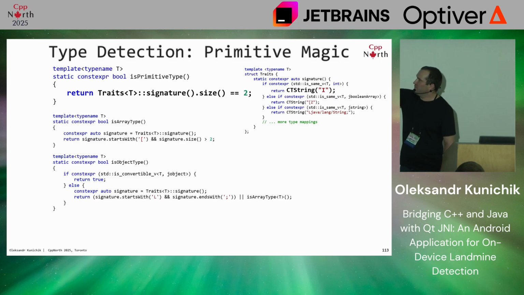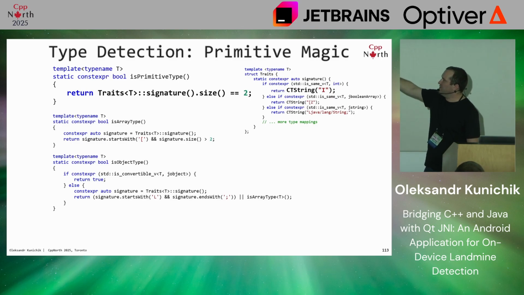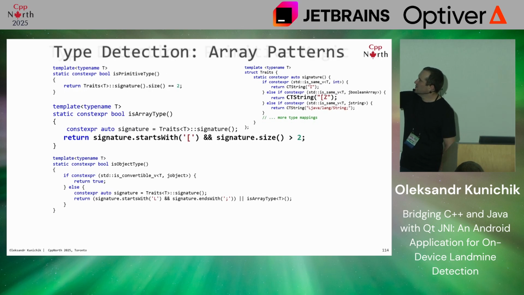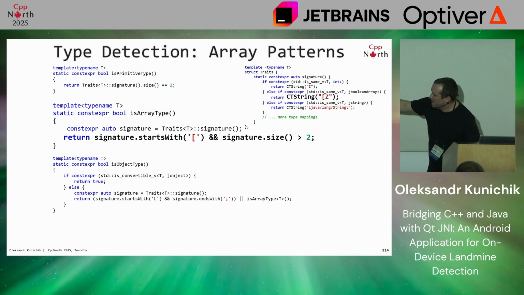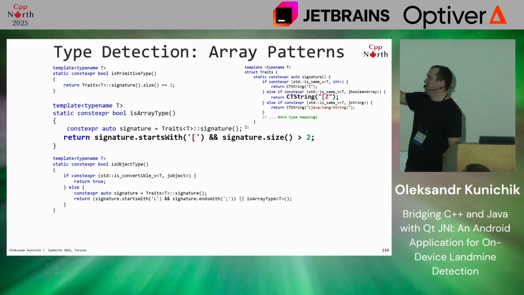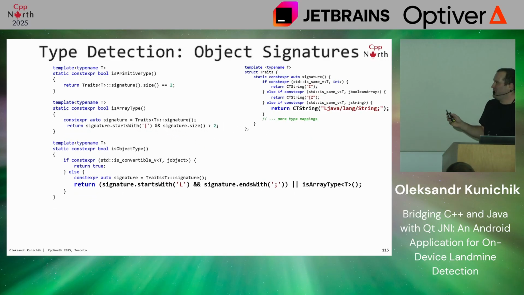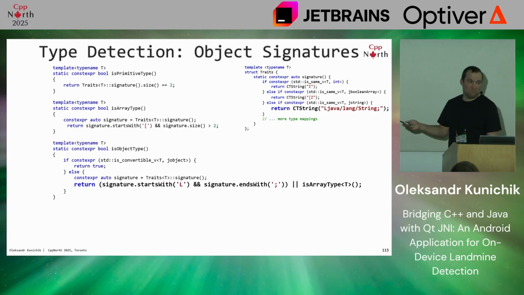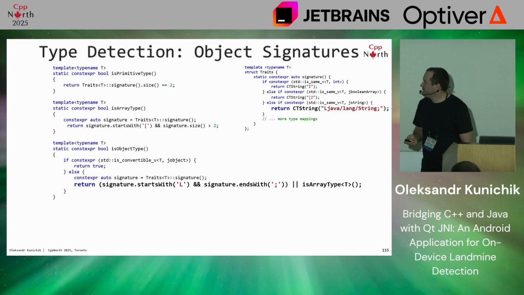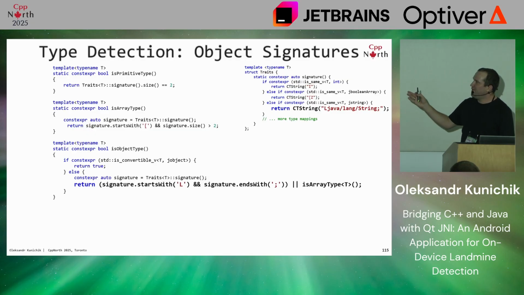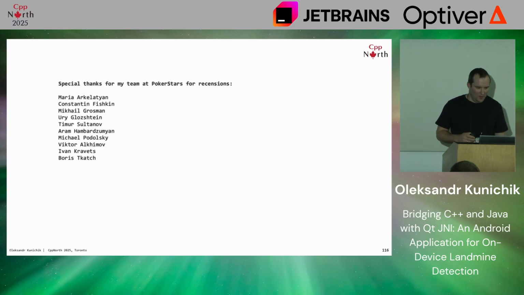So if the size is 2, it's a primitive type. If it has a first square bracket and size more than 2, it's an array. It looks maybe not optimal, but it works at compile time. So why not? Maybe I would implement some constants. Yeah, and that's it for today.